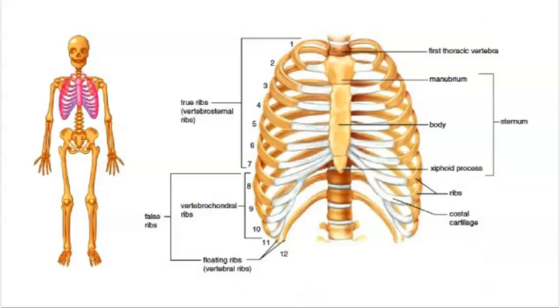This is the ribs and the sternum. So the sternum has a top part called the manubrium. This is the body, and this tip is the xiphoid process. And then you've got these different types of ribs. Pay particular attention to the true ribs, the false ribs, and the floating ribs. That's another place where Parca loves to ask questions about true ribs and false ribs.